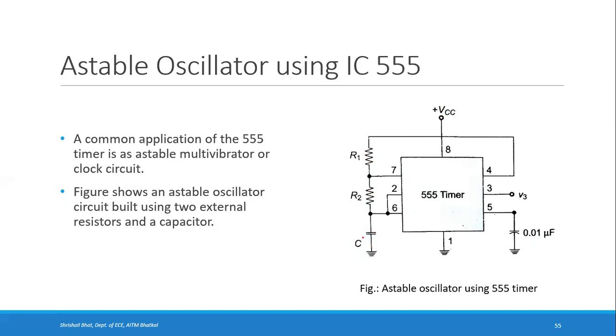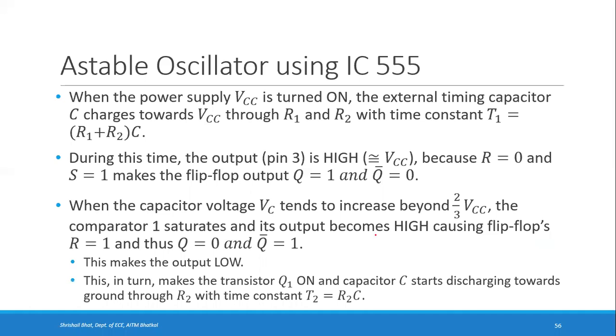So the time constant is dependent on two resistances R1 and R2 which are in series. That's why the time constant is (R1 plus R2) times C. As I said in the previous class, time constant means the product of R and C. Here R means there are two resistances in series, so we consider the sum of R1 and R2 multiplied by the capacitance value C.